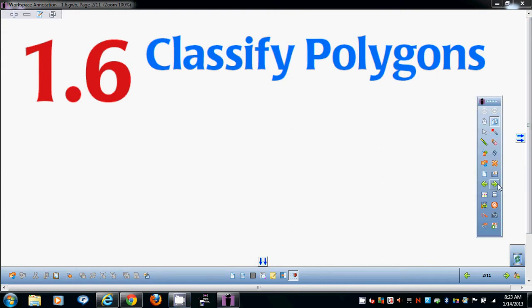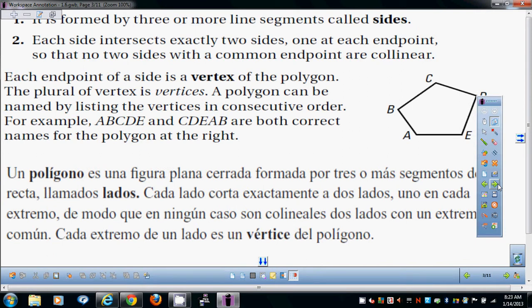1.6, classifying polygons. There's the first batch of notes, and we'll talk about them in a second.